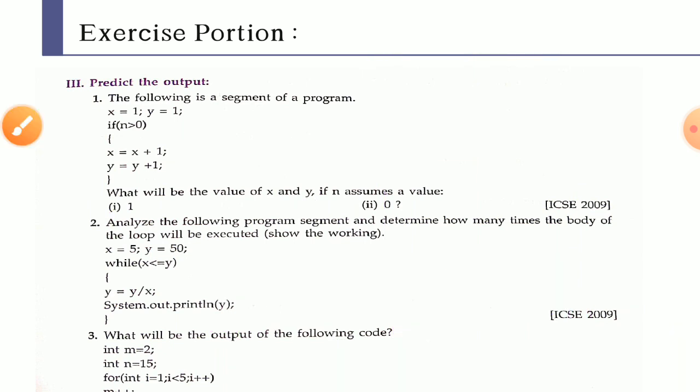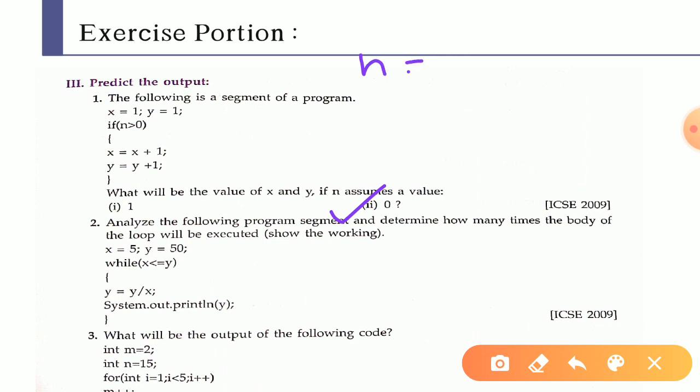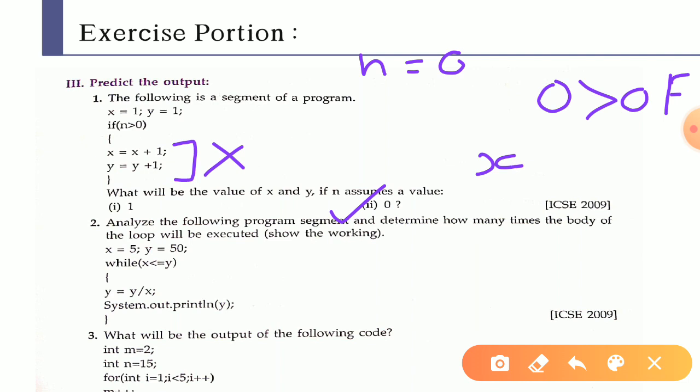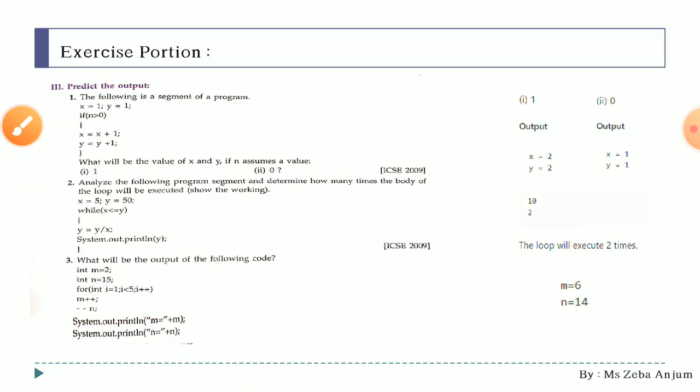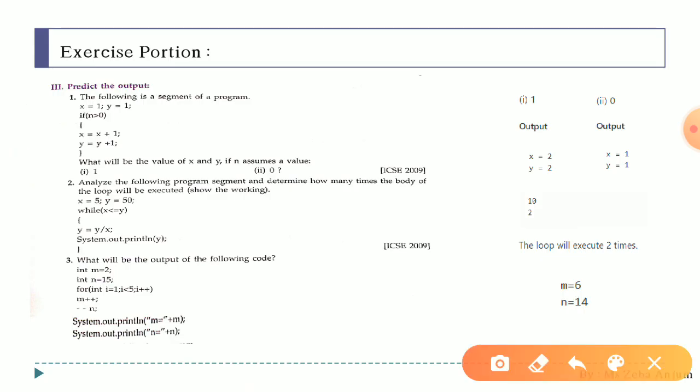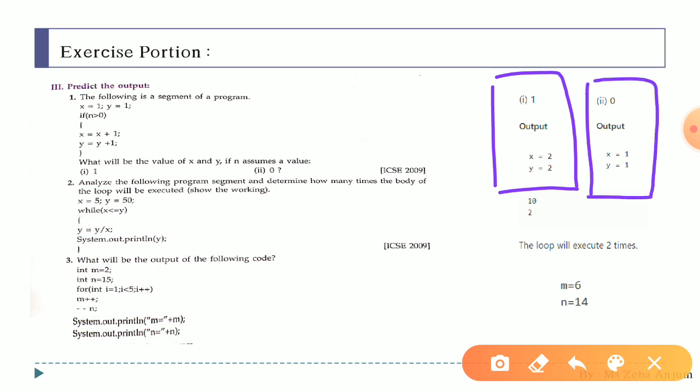Now for the second part, when n equals 0, what will happen? Firstly, the condition will be checked. 0 greater than 0, the condition is false. So these statements will not be executed, and the value of x will remain 1 as well as the value of y will also remain 1. So for the first one, when n equals 1, this is your answer. For n equals 0, this one is your output.